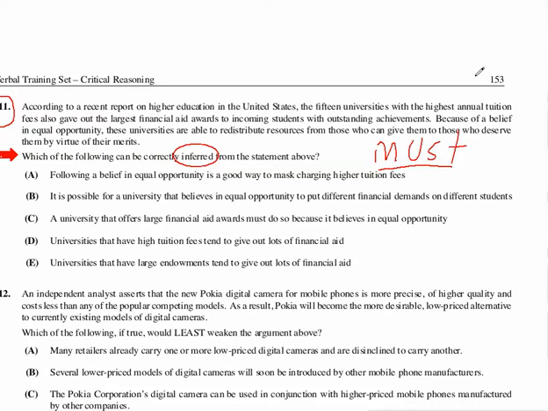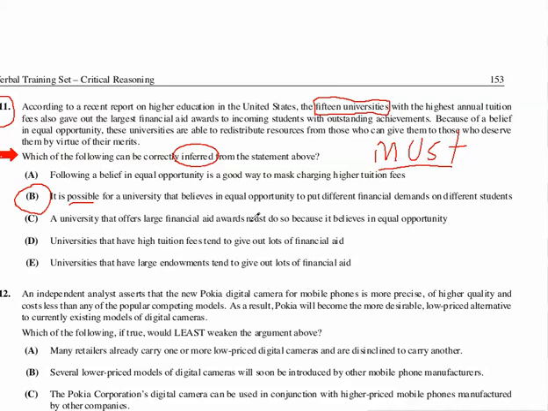Now, the correct answer here is B. It is possible for a university that believes in equal opportunity to put different financial demands on different students. How do we know that? Well, we know because this report talks about 15 universities that do exactly that. What do we need to know that it's possible for a university to do that? We need to know that there's at least one example. If we could see one example in the real world, we could say, yes, it's definitely possible.